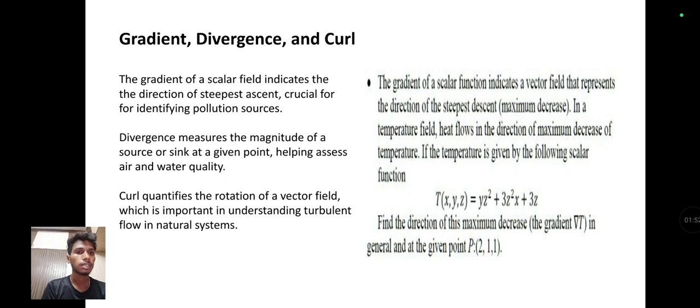And in this part of the slide, the gradient of a scalar function indicates a vector field that represents the direction of the steepest descent, that is, the maximum decrease in a temperature field. Heat flows in the direction of maximum decrease of temperature if the temperature is given by the following scalar function: T(x, y, z) = yz² + 3z²x + 3z. So this is an example for the given gradient, divergence, and curl.